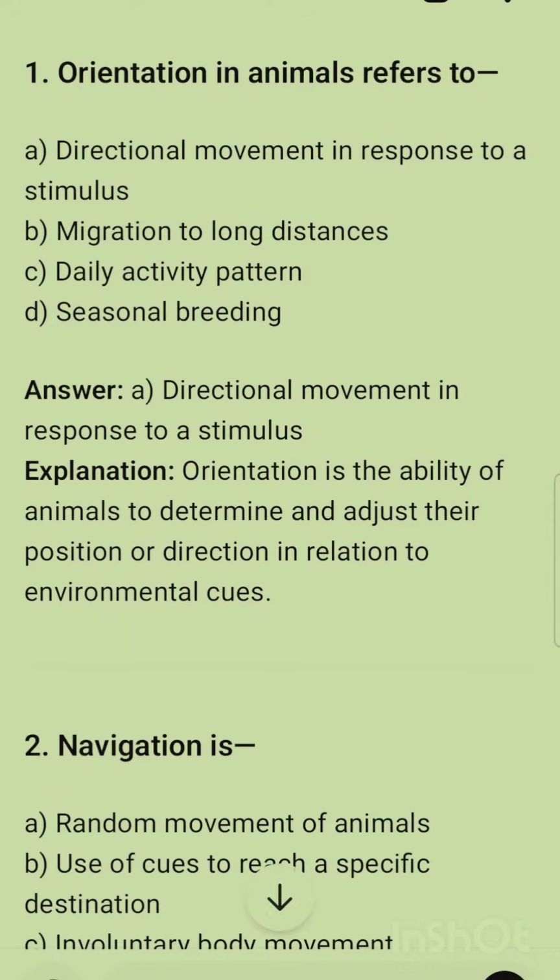Let us start. The first MCQ is orientation in animals refers to. Options are on your screen, and the correct option is directional movement in response to stimulus, as orientation is the ability of animals to determine and adjust their position or direction in relation to environmental cues.